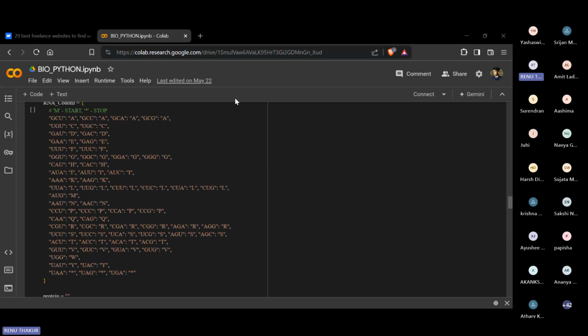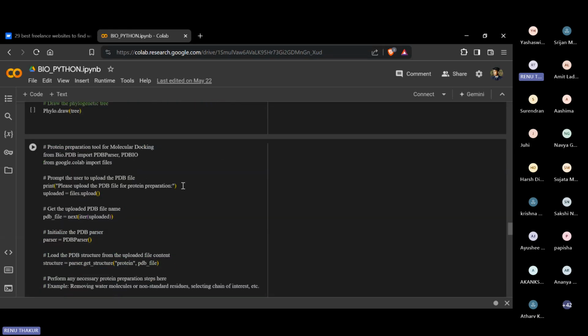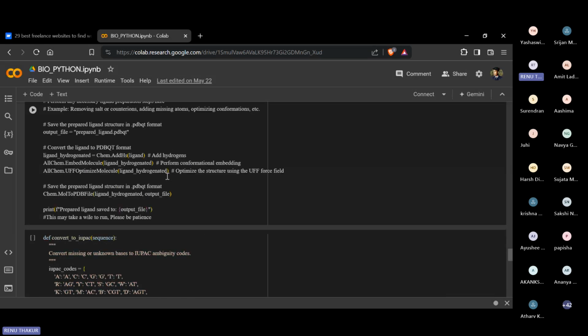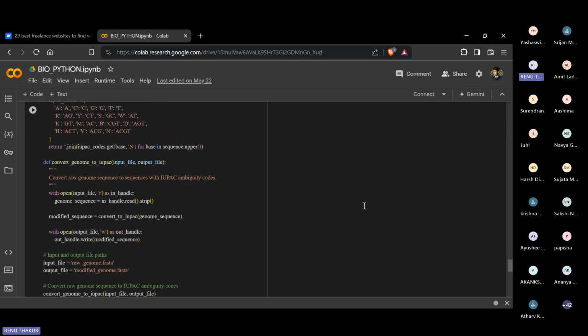So these are small examples. It's not big coding that I did. This is what I talked about: Google Collaboratory, like Google Colab, where you can do coding and execute those codes in the browser. So is that okay, Amit?